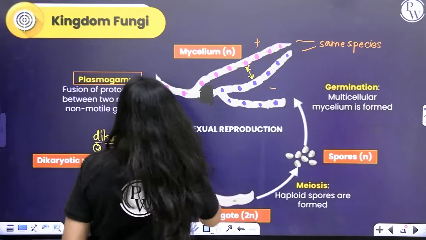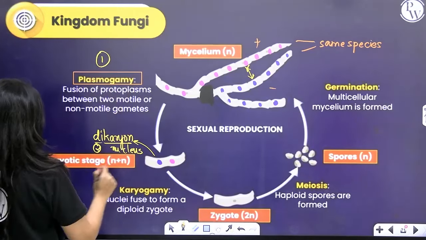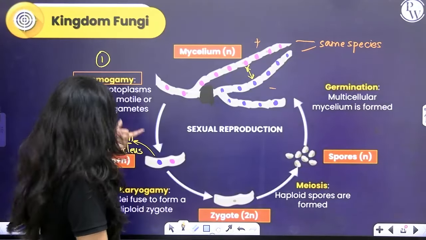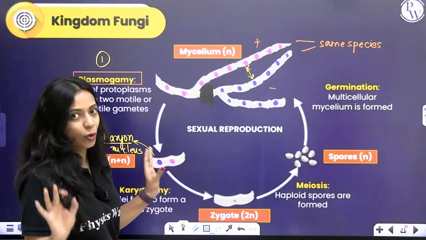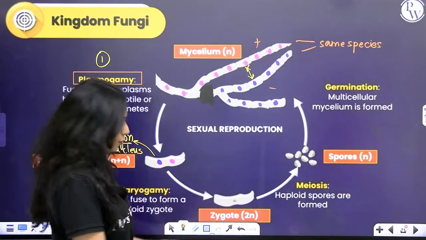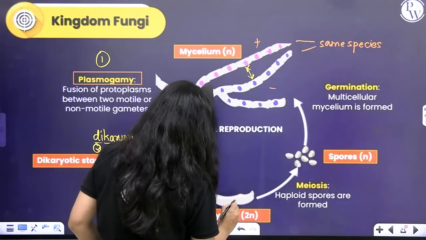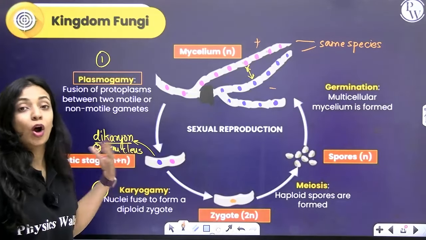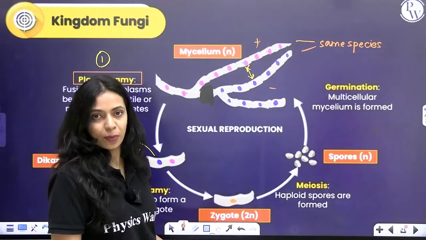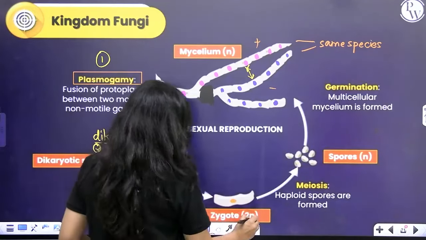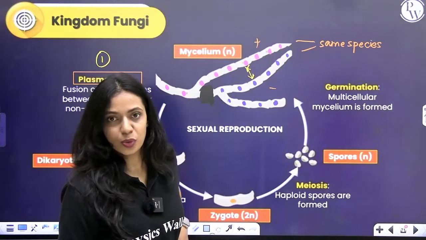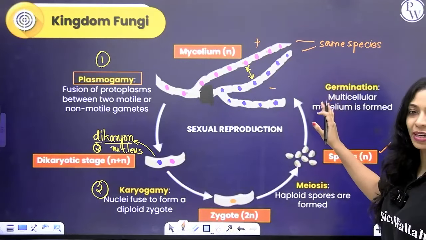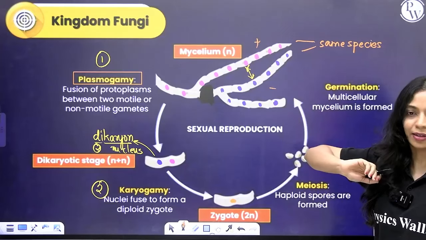The first step here is plasmogamy. As a result of plasmogamy, the dikaryotic stage is formed. The second step is karyogamy. It may or may not happen immediately depending upon the species. So once the nuclei fuse, you will have a diploid zygote forming. As a consequence or product of karyogamy, the zygote will form. In the zygote, which is diploid, meiosis or reductional cell division will take place. As a result of that, haploid spores are formed. Now, these spores will germinate and give rise to the mycelium again.